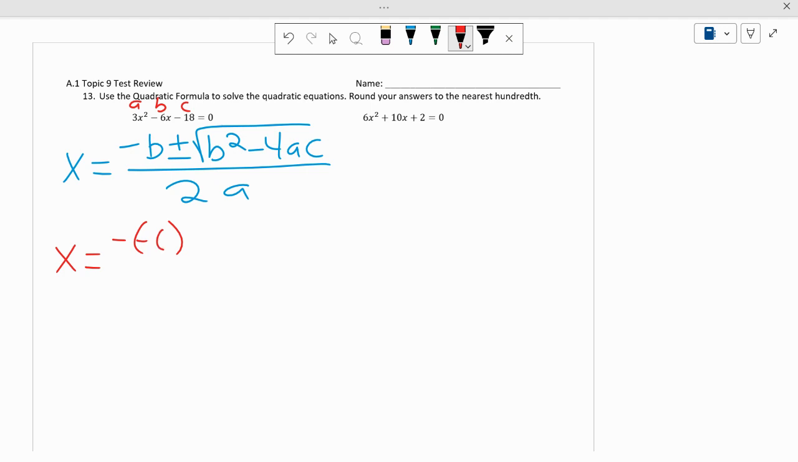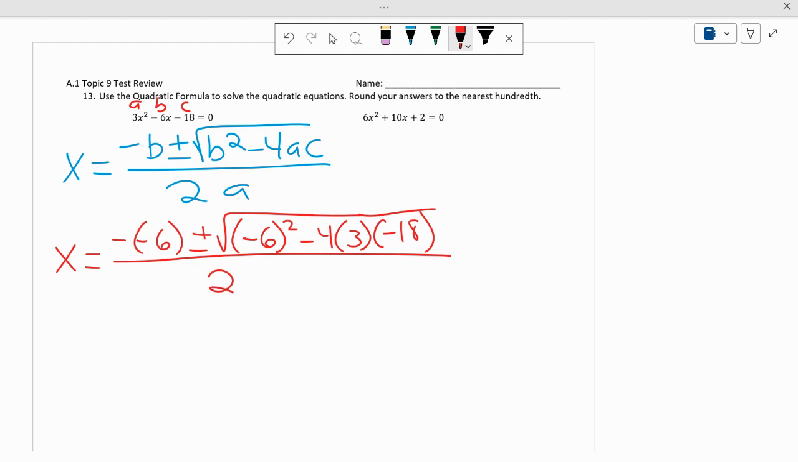B goes away, negative 6 goes in. B goes away again, negative 6 goes in. Minus 4, A, which is 3, C, which is negative 18. And then in the denominator, 2 times A, which is 3. From here, we do 3 steps all at once. We're going to multiply those, type this into our calculator. Just what's under the radical, not with the radical.